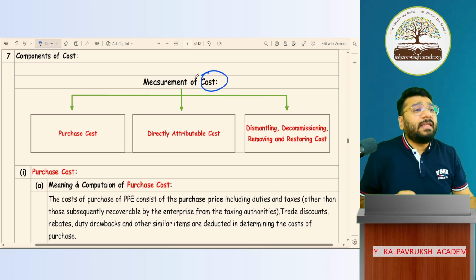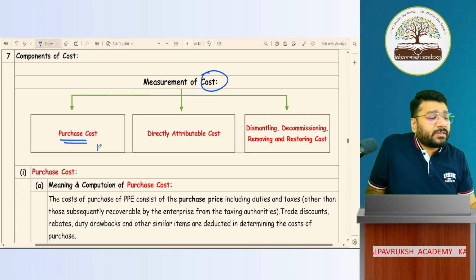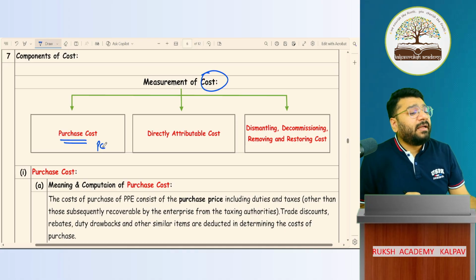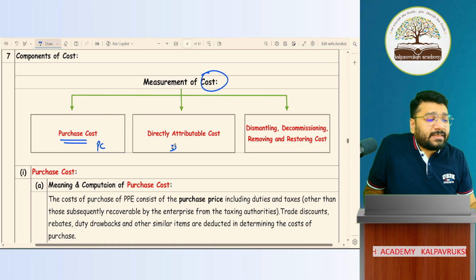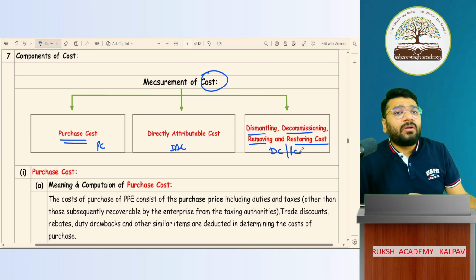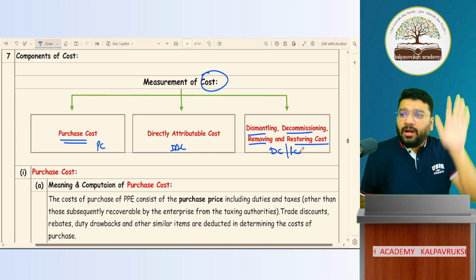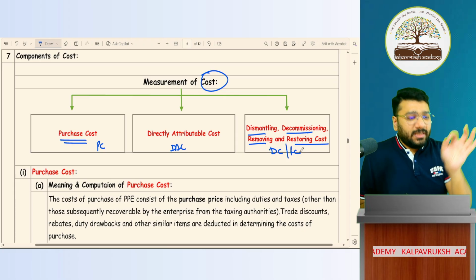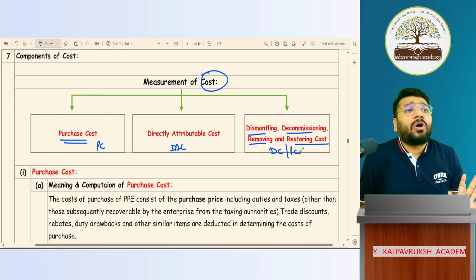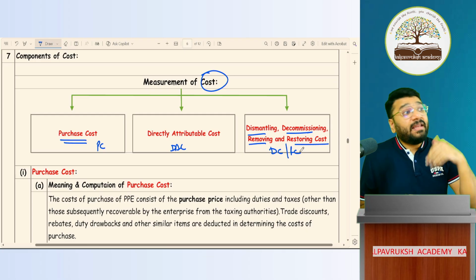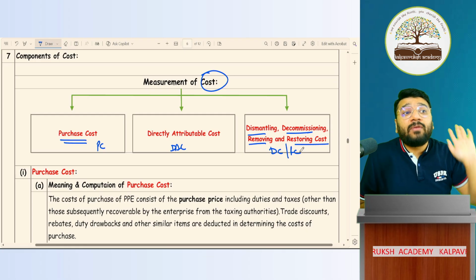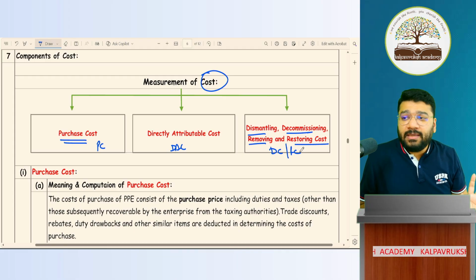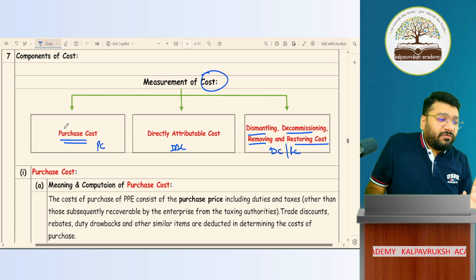Now, the cost of the PPE is bifurcated into three categories. How many categories? Three. First is called purchase cost, PC. Second is called directly attributable cost, which we call DAC. And last is dismantling, decommissioning, removing, restoring cost, which you can call DC or RC. Got it, not got it? These three only, if I add all together, it is the cost of PPE. Apart from this, if anything else comes, that is excluded from the purview of cost of PPE.